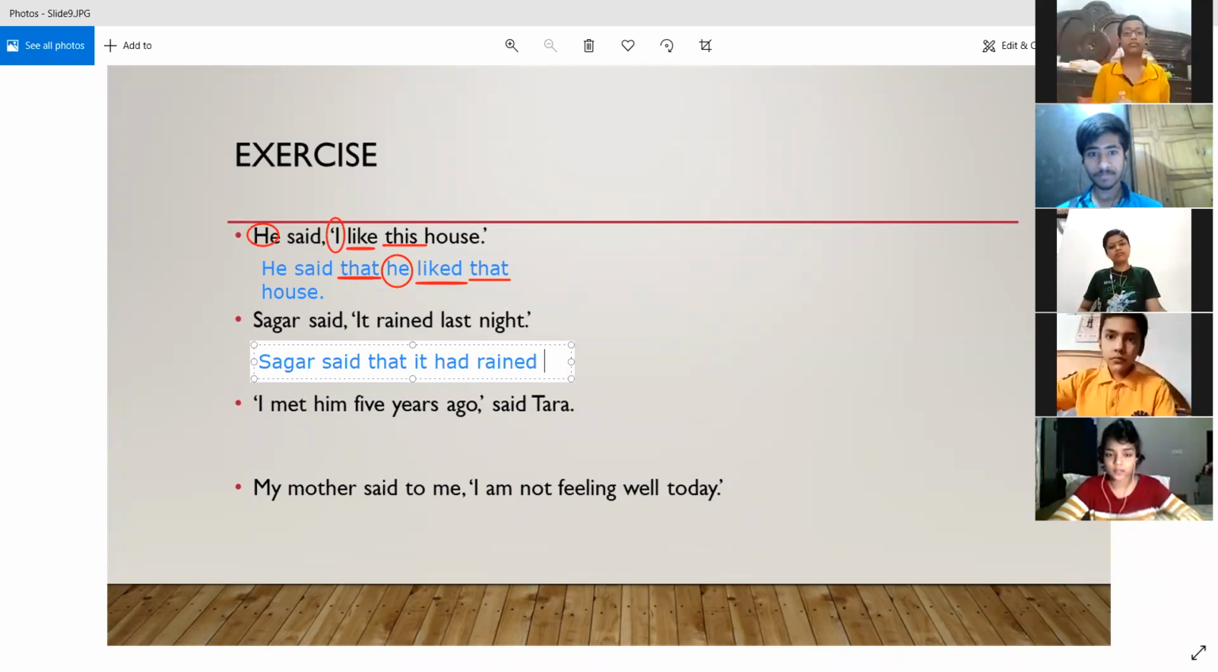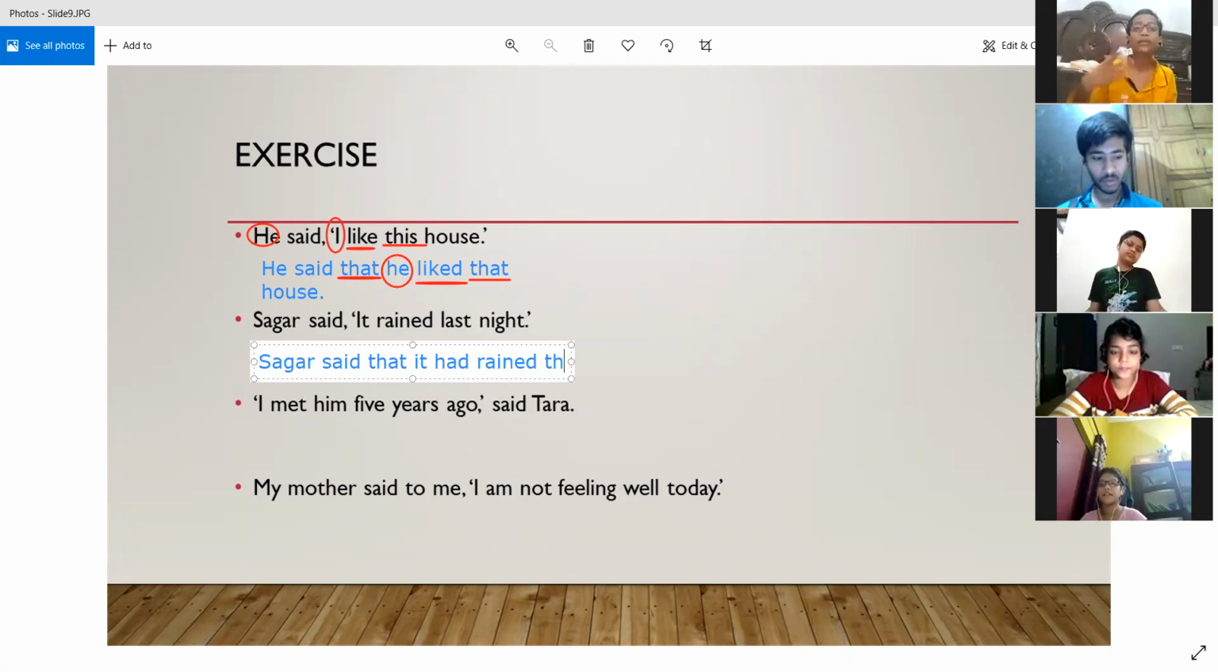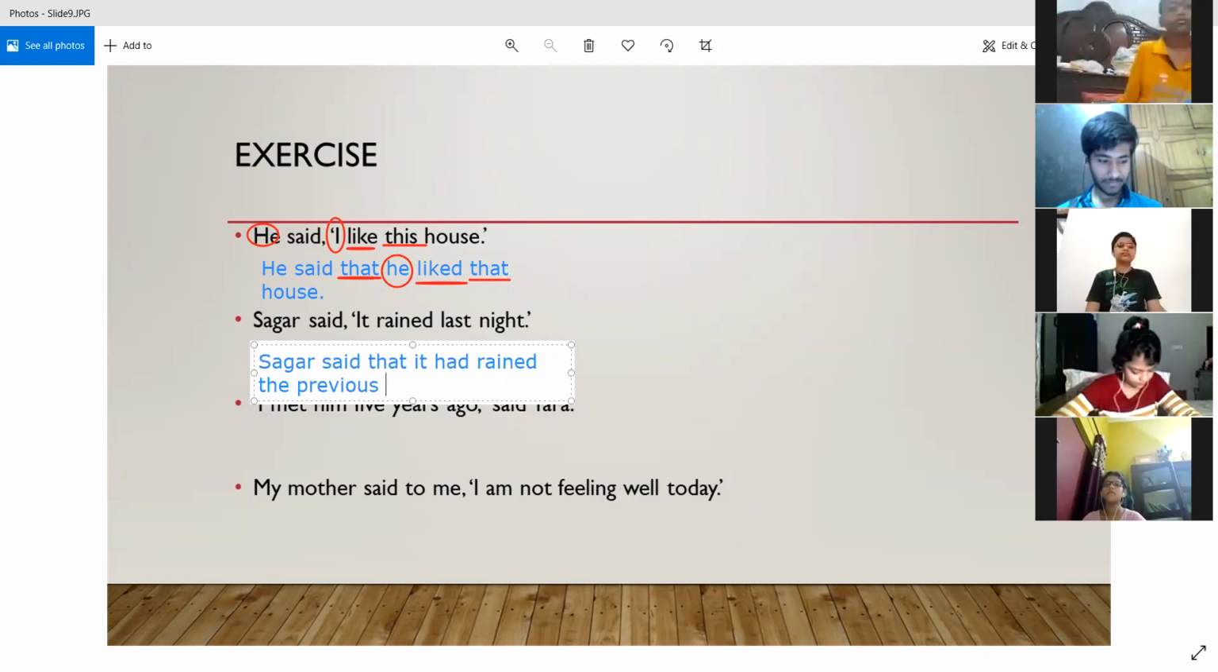Follow the time expressions that are there. "Last night" is going to change into "the previous night." That is why I'm telling you, remember all the time expressions, otherwise you are going to go wrong. Okay, so Sagar said that it had rained the previous night. Understood? Yes, sir. Thank you.